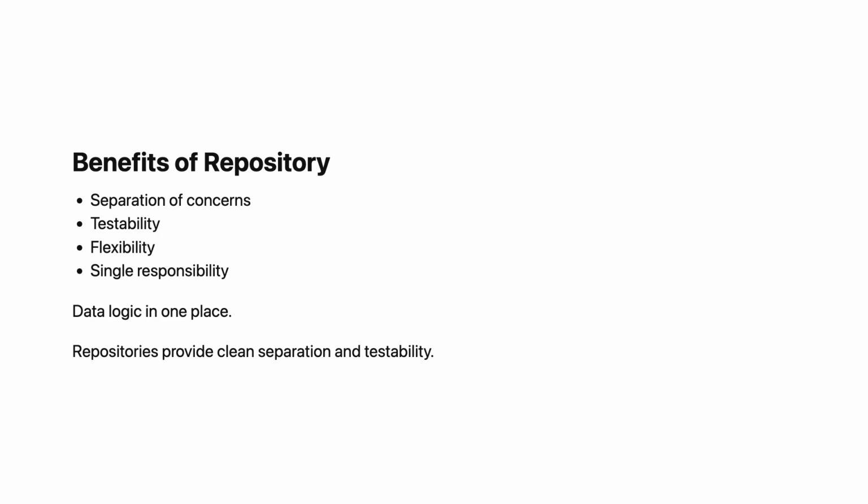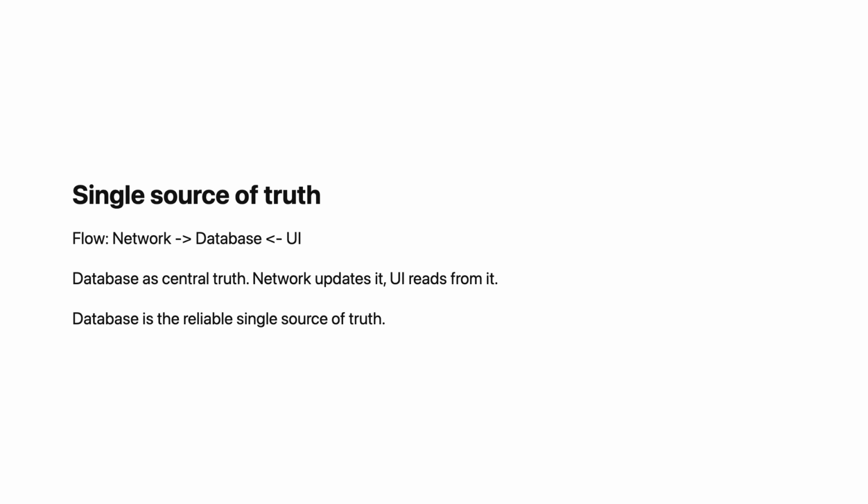A repository can combine multiple data sources. Network for fresh data. Database for persistence. Cache for speed. But there is one source of truth, usually the database. Fetch from network, store in database, UI reads from database. The database is the source of truth. Why? Network is unreliable. Cache can be stale. Database is the reliable source. UI observes the database. Network updates the database. UI sees updates.